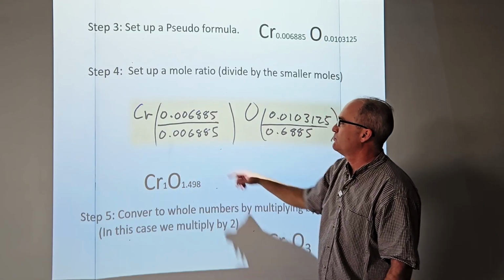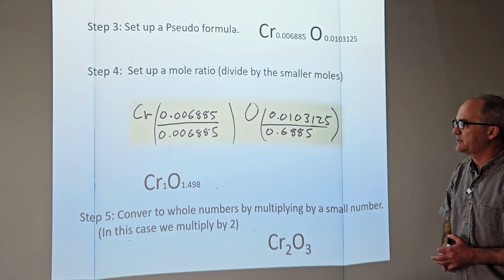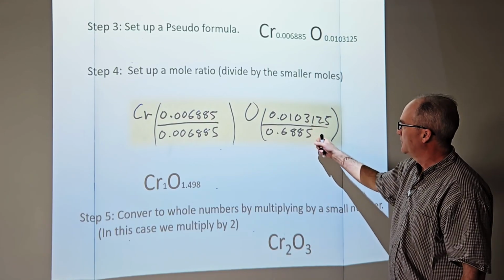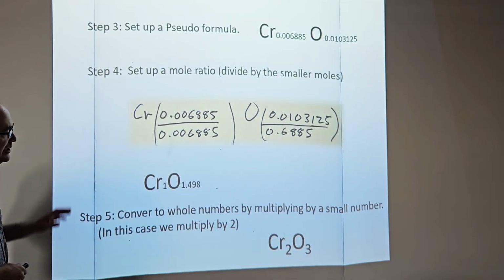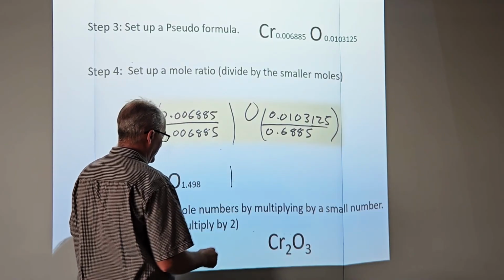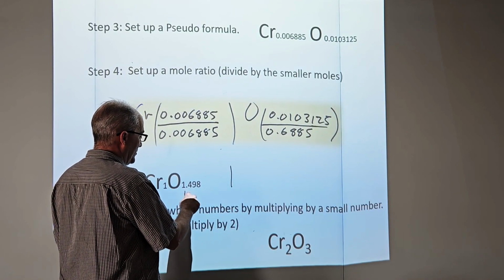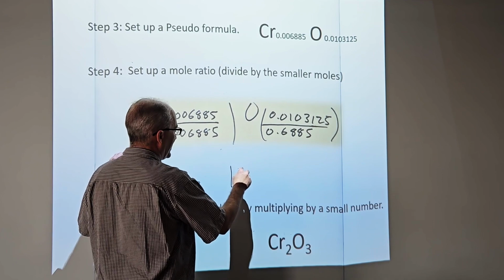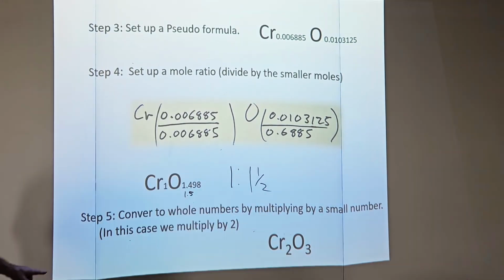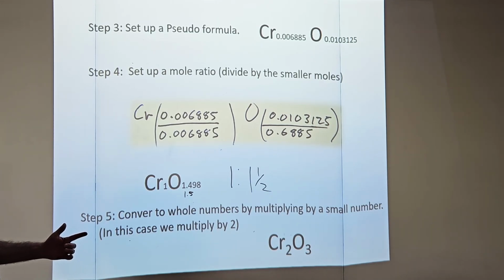So I divide both sides by 0.006885. And you do this on your calculator. And this comes out to be 1.498. And we want to look at this and say, well, this is almost 1.5. So I think I have a 1 to 1.5 ratio. And our last step here, it says convert to whole numbers by multiplying by a small number. In this case, we're going to multiply by 2.